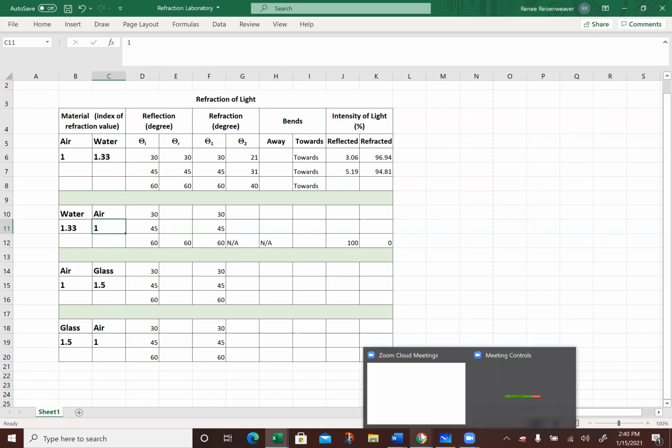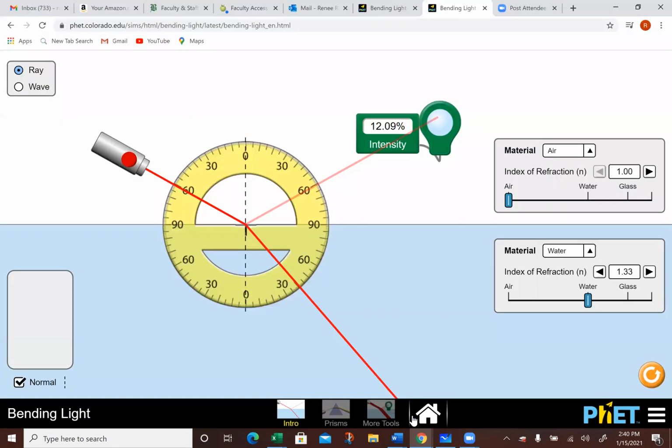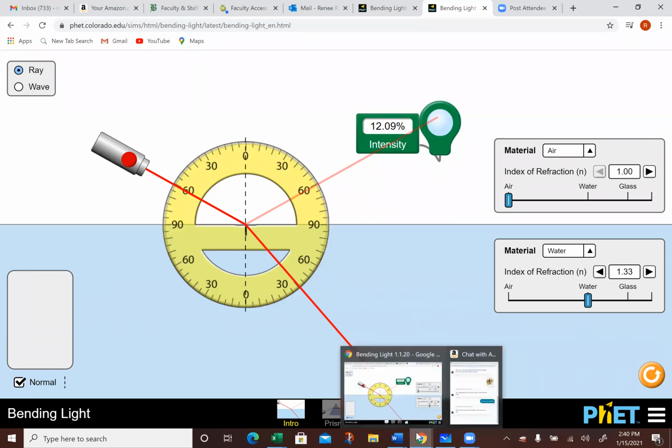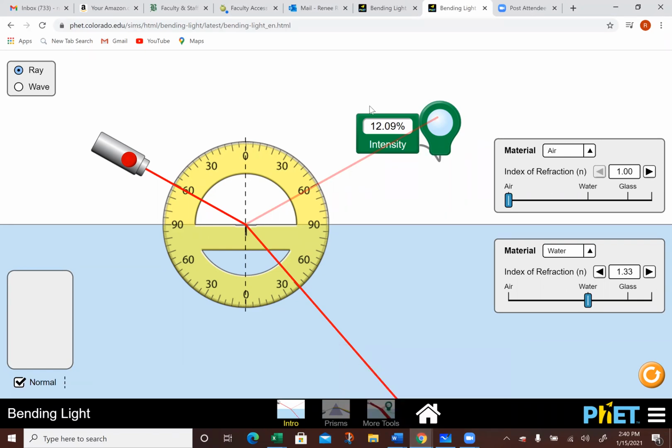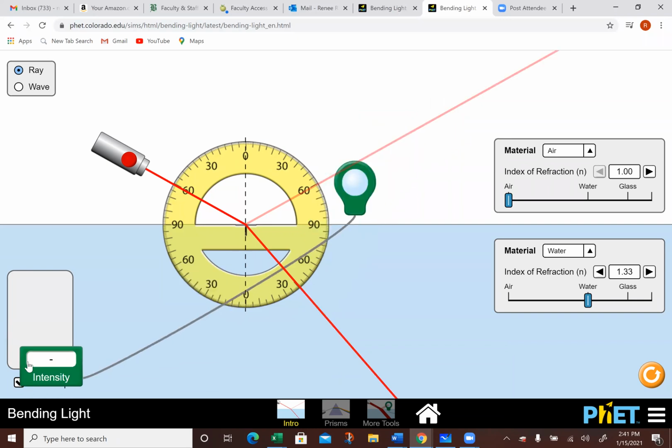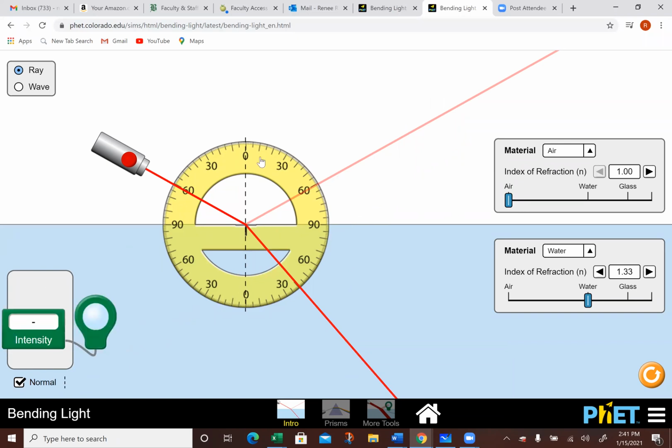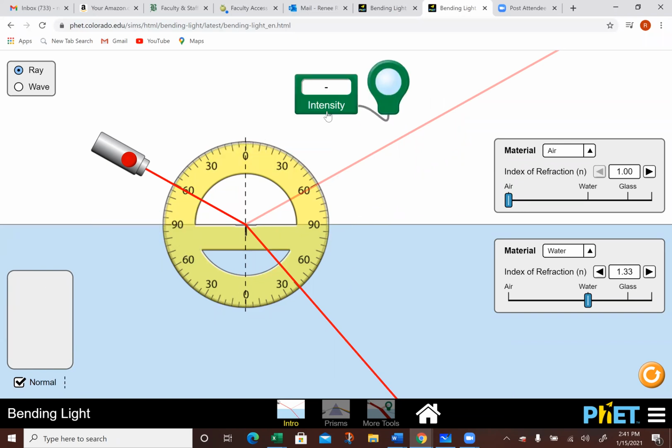Mr. Rasler, how do you find those numbers? What do you mean, how did I find those numbers? The reflected and refracted intensity. Oh, you see the green tool right there? Yes, ma'am. You just take that and you put it on the light. Oh, okay. Thank you. Yep, so originally this thing is down here in the box over here, in your toolbox, and you have to drag it up there. Okay?